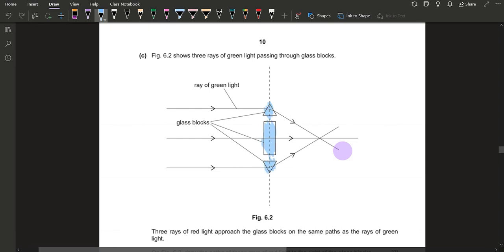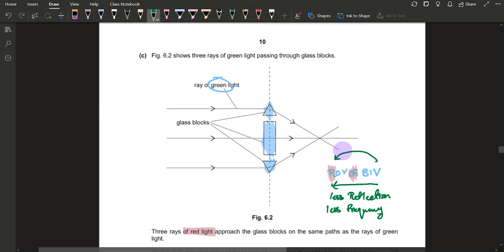And we have our table, which is red, orange, yellow, green, blue, indigo, and violet. So what will happen is, as this is green, right? This is green, which is here. And we have red, which is the second ray. So what's going to happen is, as you go from V to R, there will be less reflection. And the reason is because the frequency is less. So as you go from here till here, the frequency and the reflection decreases.